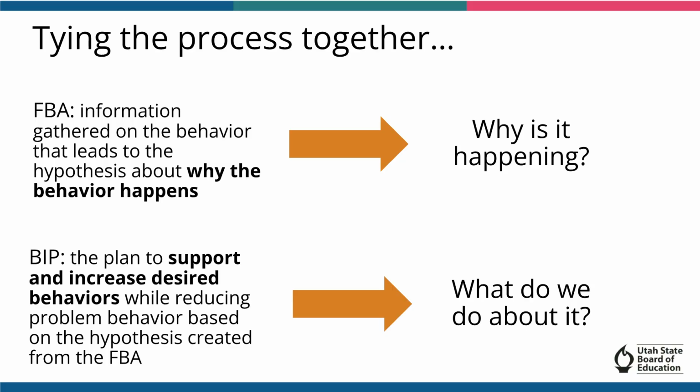The FBA and BIP process is reserved for students needing Tier 3 intensive support, typically when chronic behavior hasn't improved with Tier 1 and Tier 2 interventions. The FBA focuses on gathering information to hypothesize why it is happening. The BIP then determines what we do about it, based on that hypothesis.